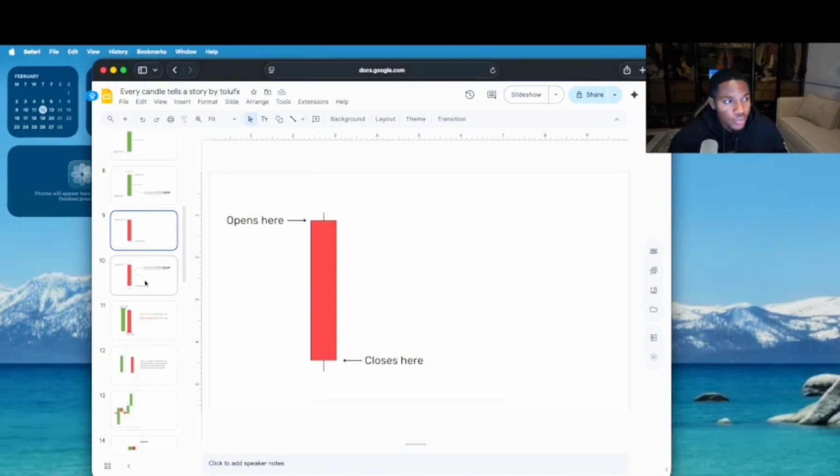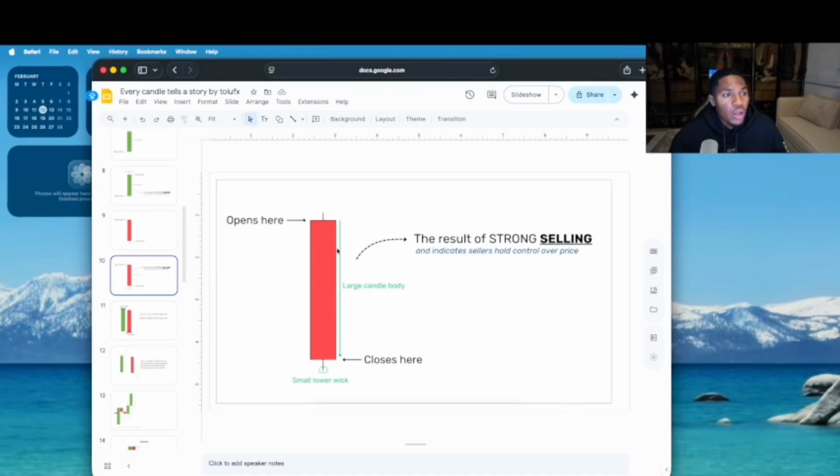This is a perfect example of what a bearish strength candlestick looks like, should you come across one. This is a result of strong selling, and it indicates that sellers hold control of price at this particular point. You can see where price opens, where price closes, and the smaller wicks, which show us that this is a bearish strength candlestick.